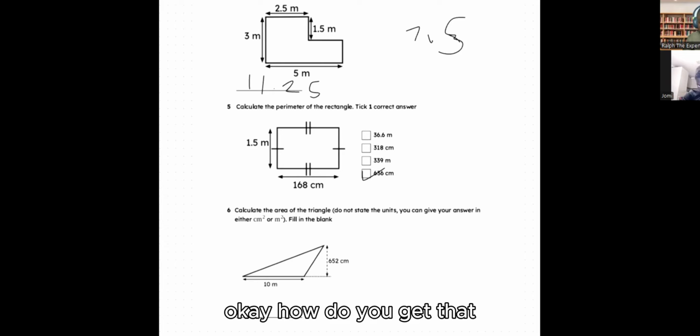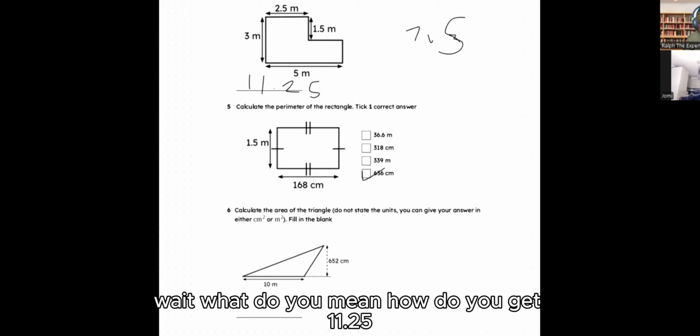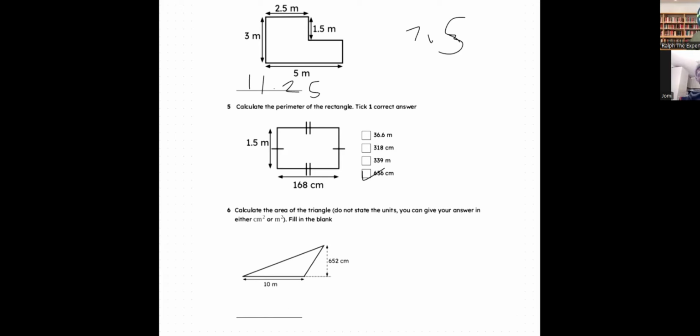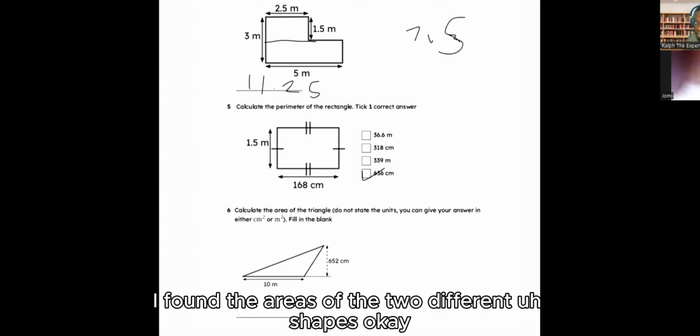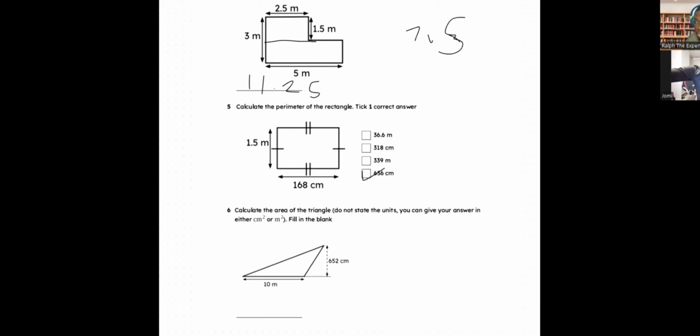Okay. How do you get that? Wait, what do you mean? How do you get 11.25? No, I separated it by putting a line here, and then I found the areas of the two different shapes. Okay. Yeah. All right.